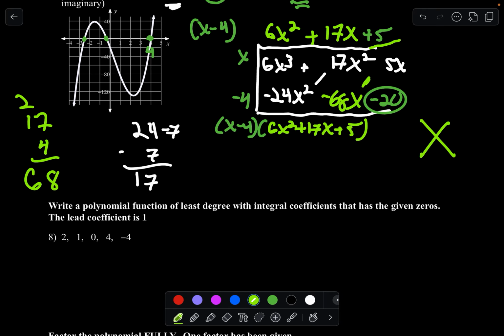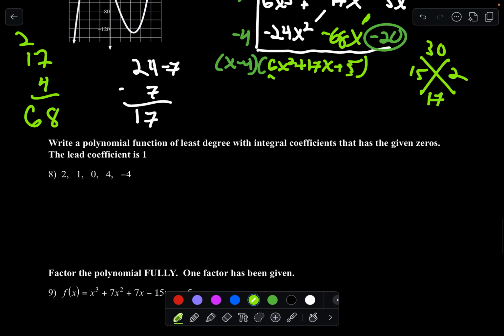I'm going to look for products of 6 times 5 is 30. Remember, 6 times 5 is 30 and add up to 17. Well, that's going to be 15 and 2. Okay. So, again, this is a little bit tricky to fully factor this. So remember how we do this. We write the first term of the 6x squared there.